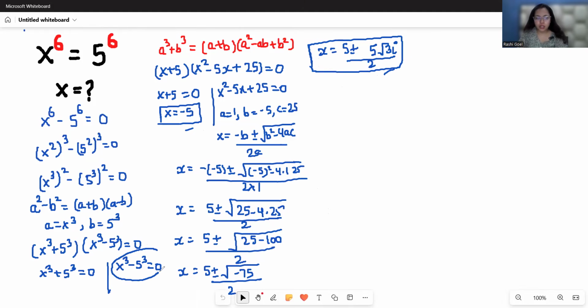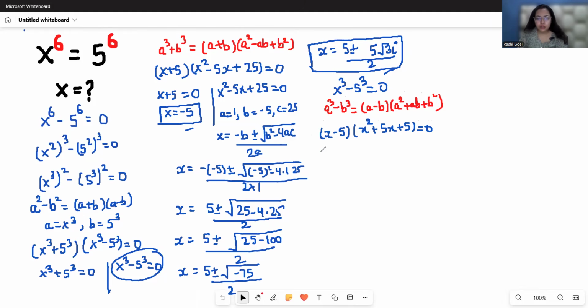Now comes to this case, that is x cube minus 5 cube equals 0. So here I am going to use the identity a cube minus b cube, which is equals to a minus b times a square plus ab plus b square. So this gives x minus 5 times x square plus 5x plus 5 square equals 0. So first x minus 5 equals 0. So x is equals to 5.